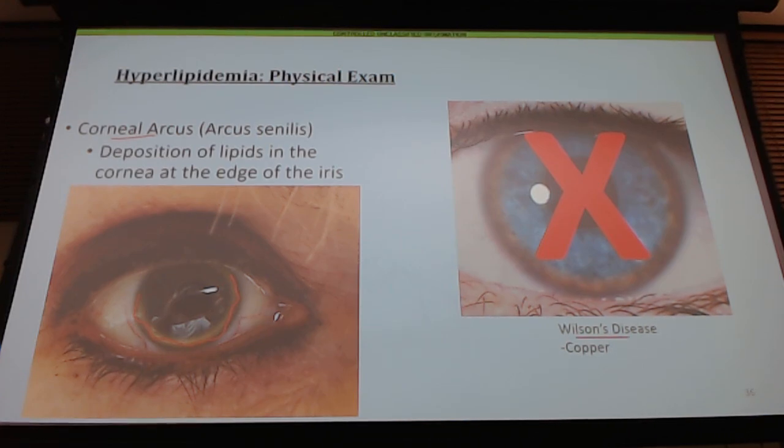Don't confuse this with Kaiser-Fleischer rings that you see in Wilson's disease, where it's copper that's being deposited in the cornea. So don't think that these go hand in hand. These are completely different conditions. It's just that normally when we teach a physical exam finding, we always talk about Kaiser-Fleischer rings, and we don't talk about corneal arcus.